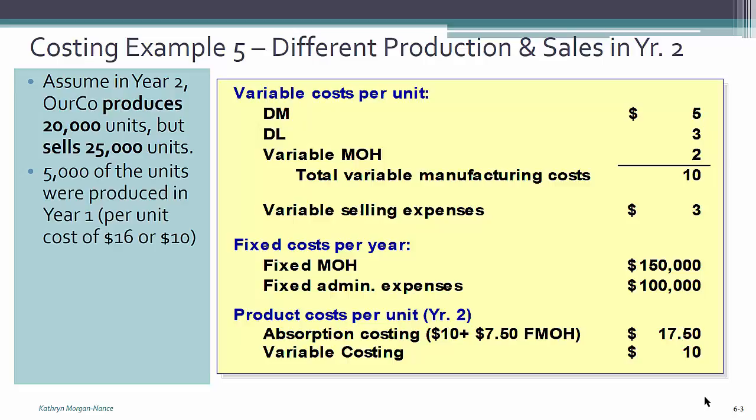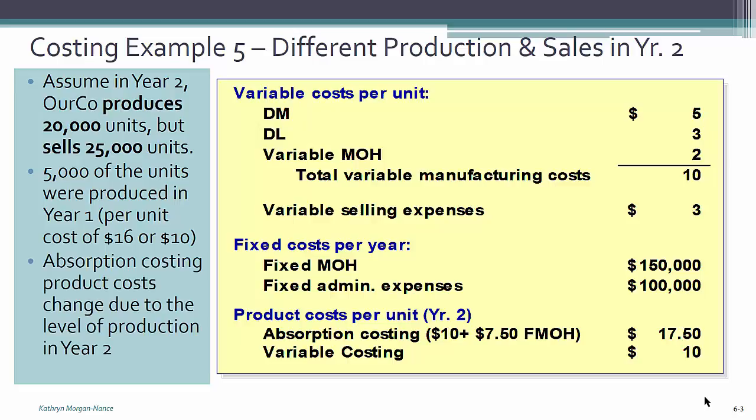It starts the year with 5,000 units in beginning inventory that were produced in year 1, but not sold until year 2. As a reminder, under absorption costing in year 1, the per unit cost of this product was $16, and under variable costing, it was $10. We'll look at year 2 unit product cost next.